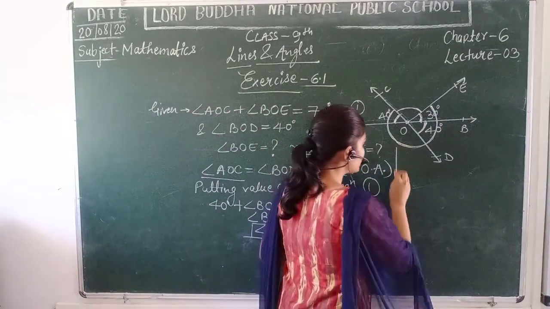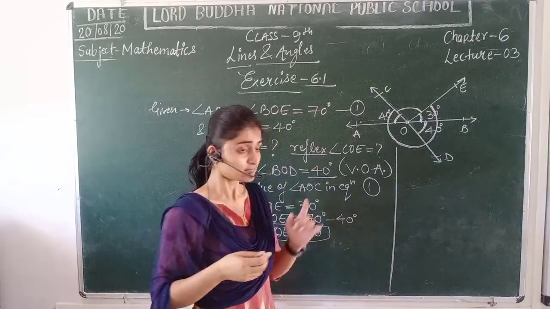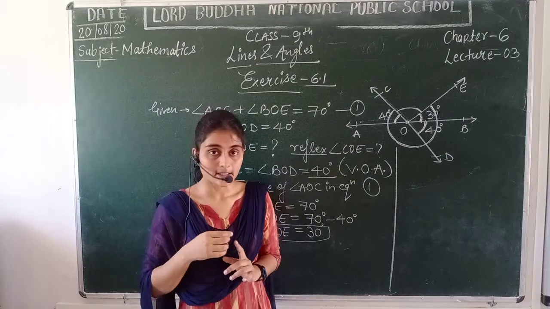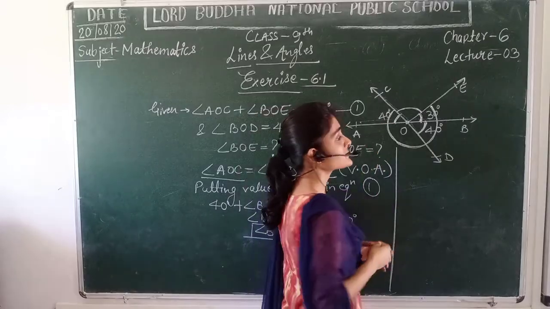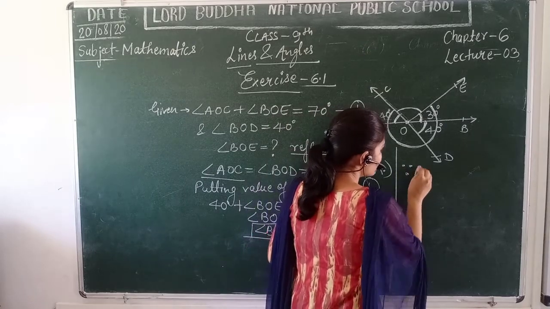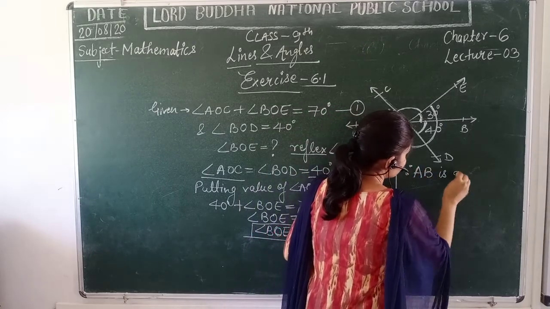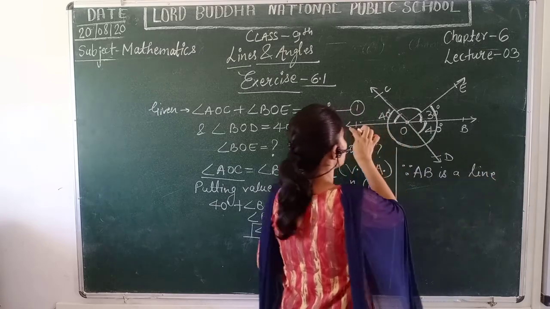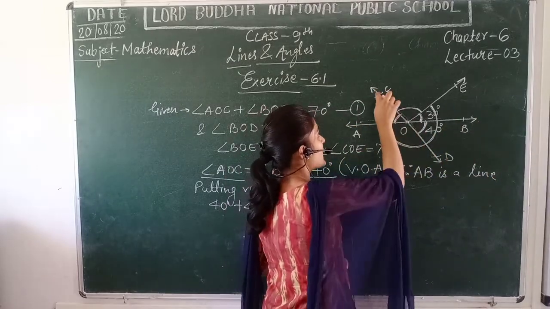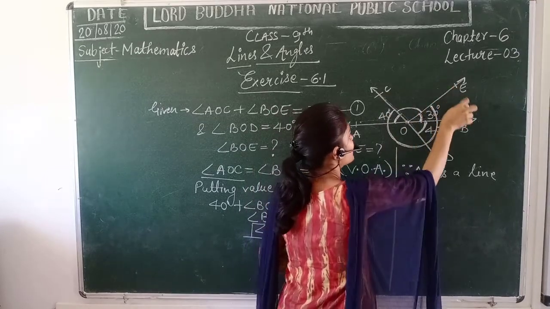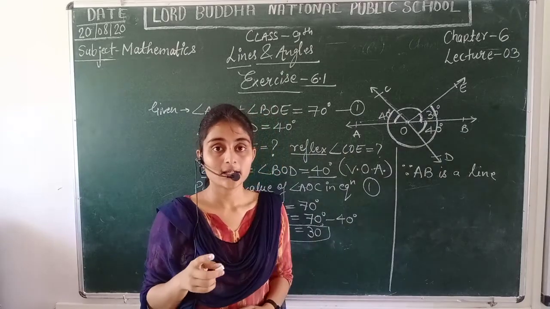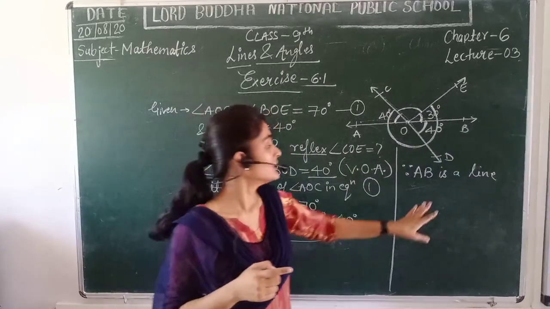If you remember, in the previous class we discussed that the sum of all angles on a straight line is equal to 180 degrees. All angles on a straight line sum up to 180 degrees. So since AB is a line, that means angle AOC plus angle COE plus angle BOE, these three angles will sum up to 180 degrees, because they are formed on a line.